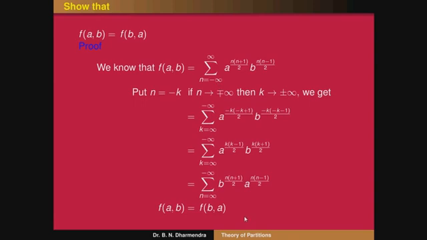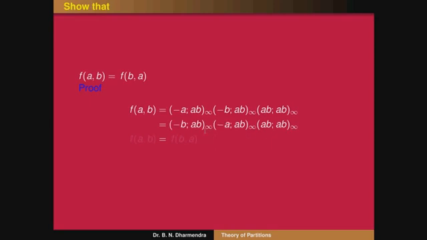Then you can also show this by the infinite product, that f(a, b) is equal to f(b, a). We know that f(a, b), by the Jacobi triple product identity, is given by (-a; ab)infinity (-b; ab)infinity (ab; ab)infinity. Since it is a product, we can rearrange the terms and interchange the first and second terms, so it can be written as (-b; ab)infinity (-a; ab)infinity (ab; ab)infinity.